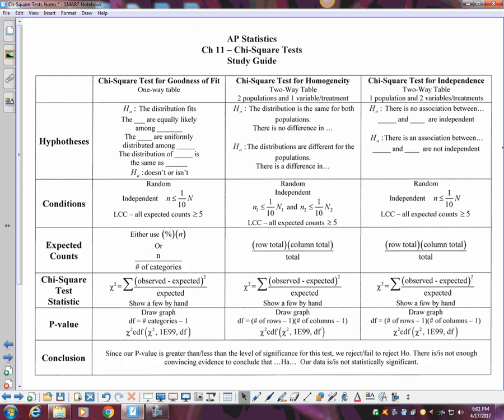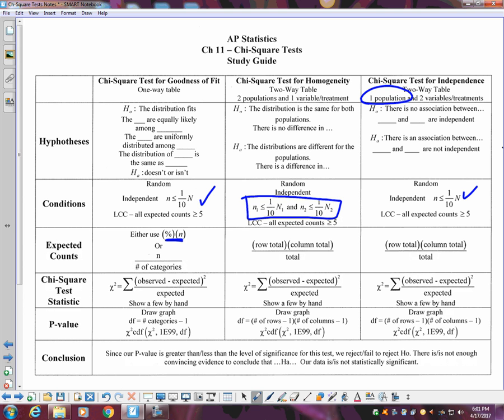Random, independent, and large counts condition. Random for all of them, independent. Obviously, when you have two sample sizes, which you only have here, both these only have one sample, one population. And then your LCC, your large counts condition, all expected counts have to be greater than or equal to 5, and you're just going to show that in the table.